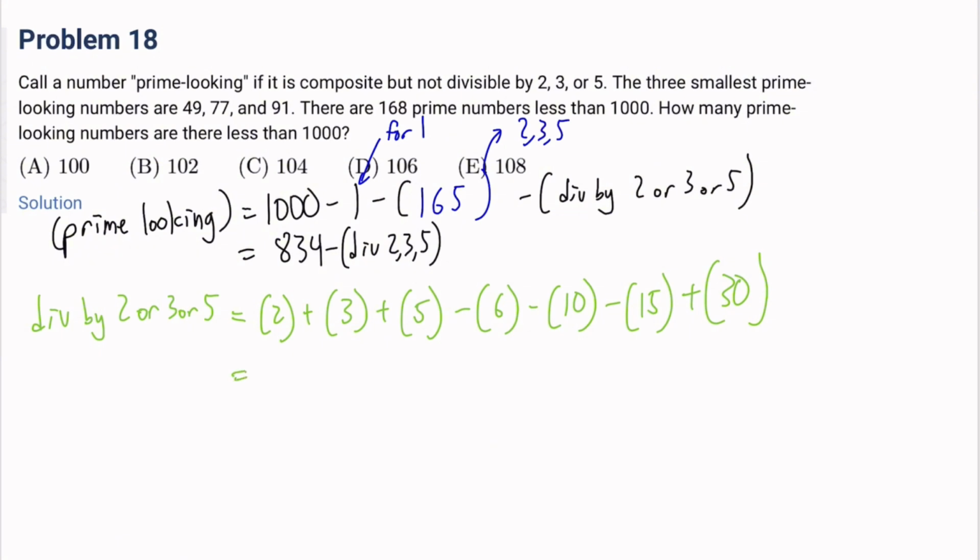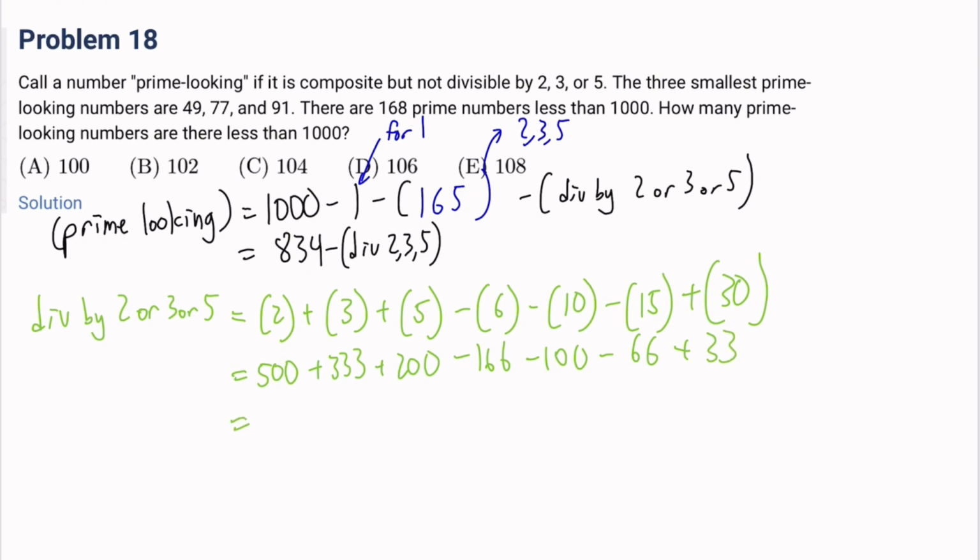And so this is going to be equal to 1000 divided by 2 is 500, so we have 500 plus 1000 divided by 3, that would have a quotient of 333, and this would give a quotient of 200, minus this would give a quotient of 166, this would obviously give a quotient of 100, and this would give a quotient of 66, and 66, and lastly this would give a quotient of 33.